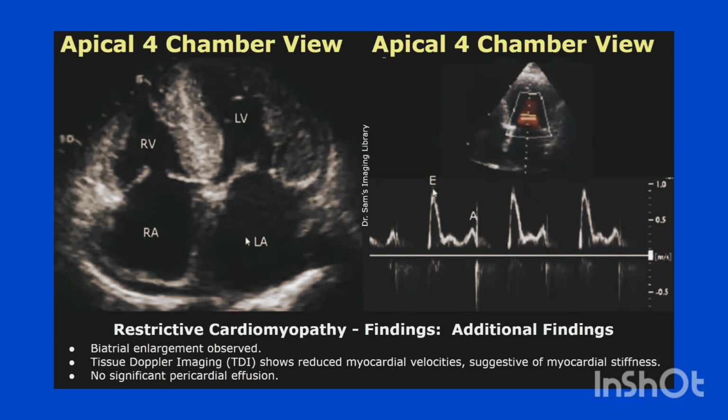These are additional findings. Biatrial enlargement observed. Tissue Doppler imaging shows reduced myocardial velocities suggestive of myocardial stiffness. No significant pericardial effusion.